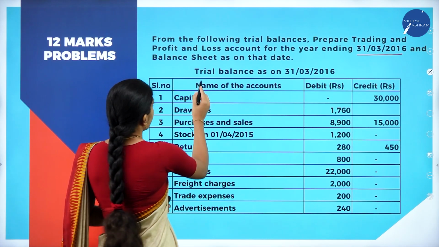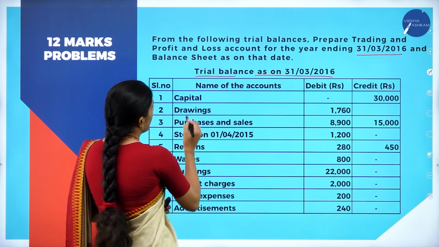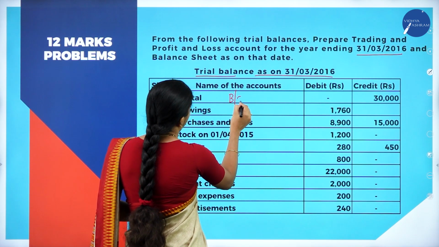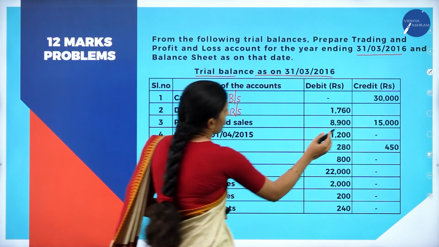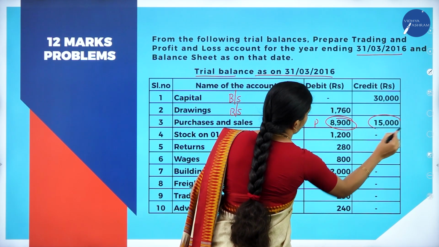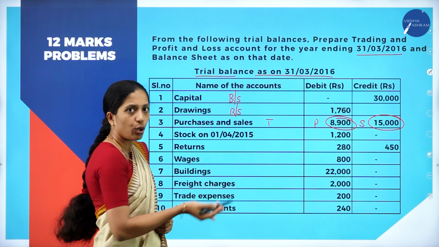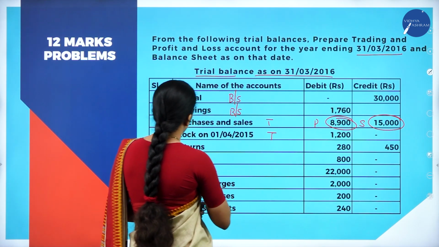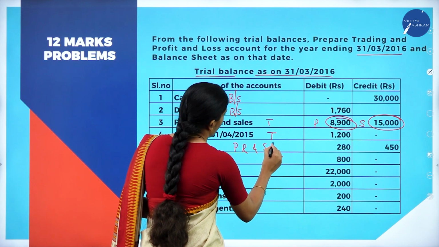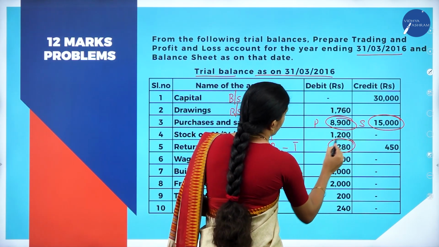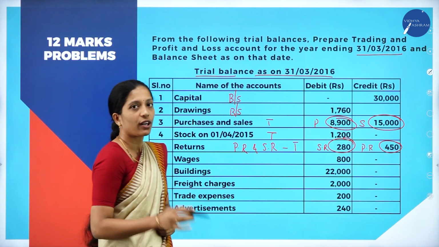Okay, so see here. Trial balance as on 31st March 2016 they have given. So let us see, capital, where do we record? We will record in the balance sheet. Drawings in the balance sheet. Purchases and sales. So this is purchases amount 8,900 and 15,000 is sales amount. We will record in trading account. Next we have stock, that is your opening stock. So we will record in your trading account. Returns, which means that it is purchase return and sales return. So we will record in your trading account. So this 280 is sales return and 450 is purchase return. Okay, so hope you are clear about it.